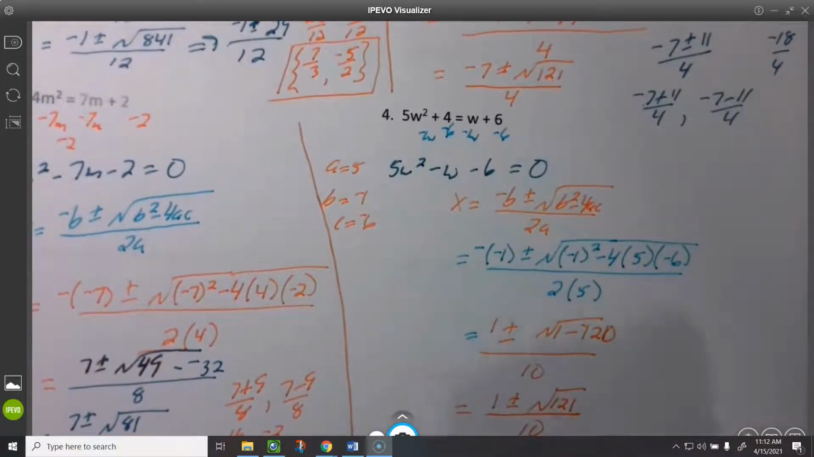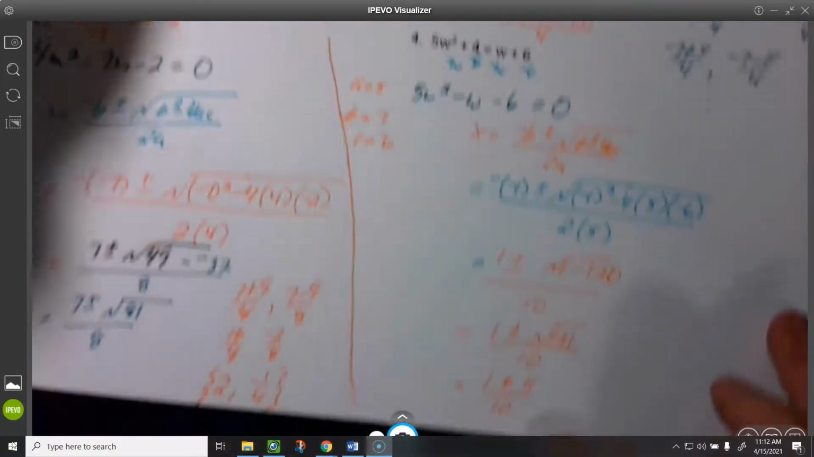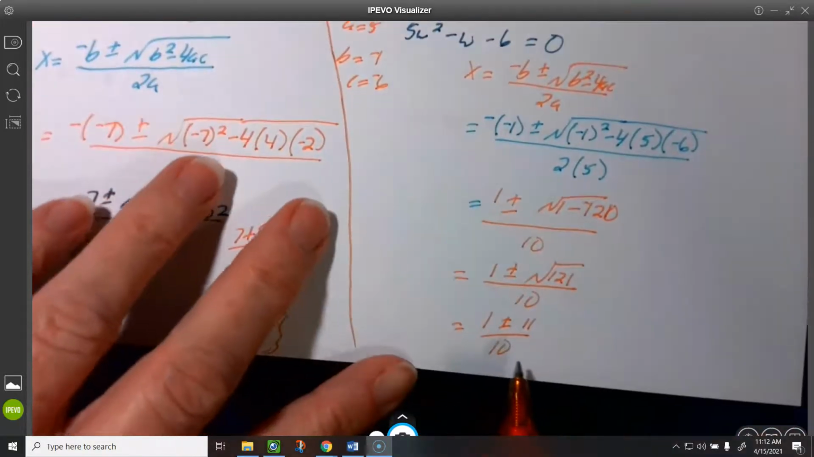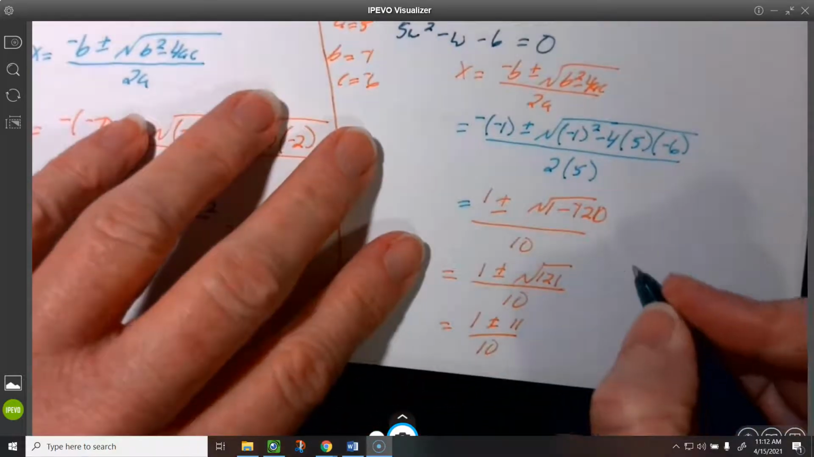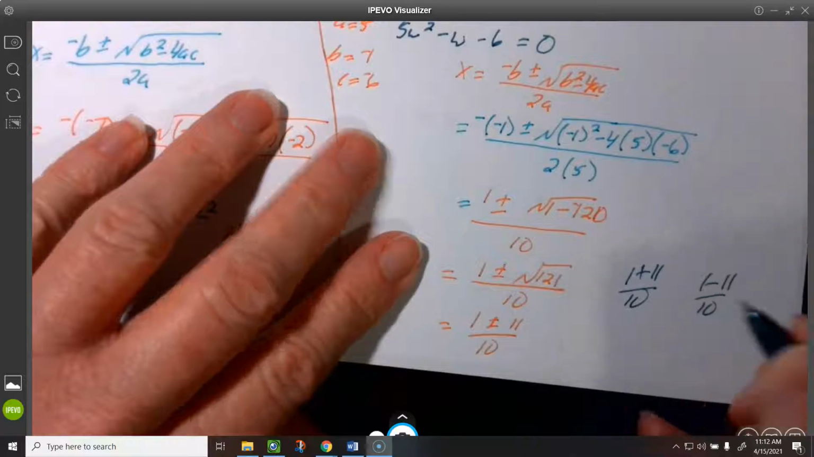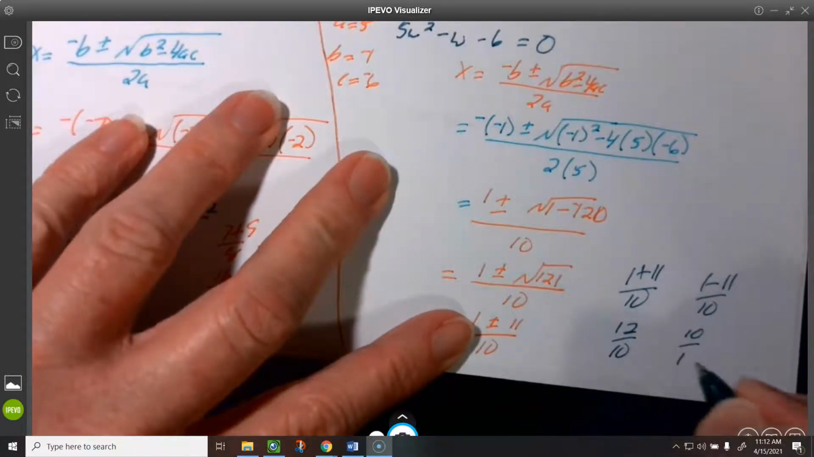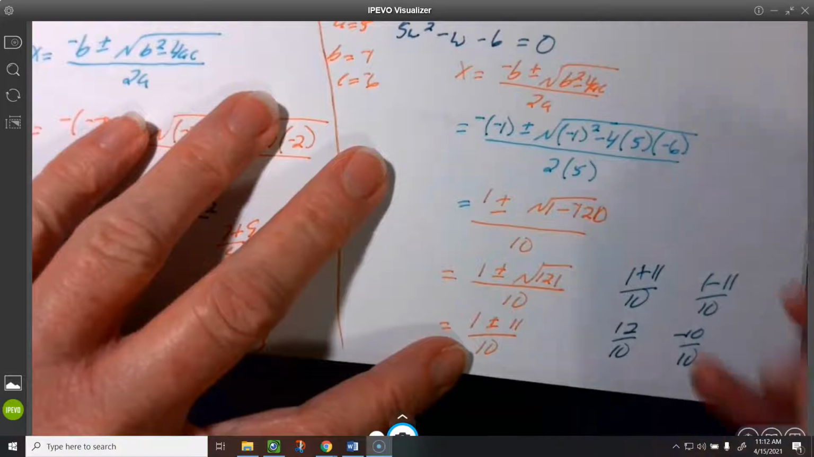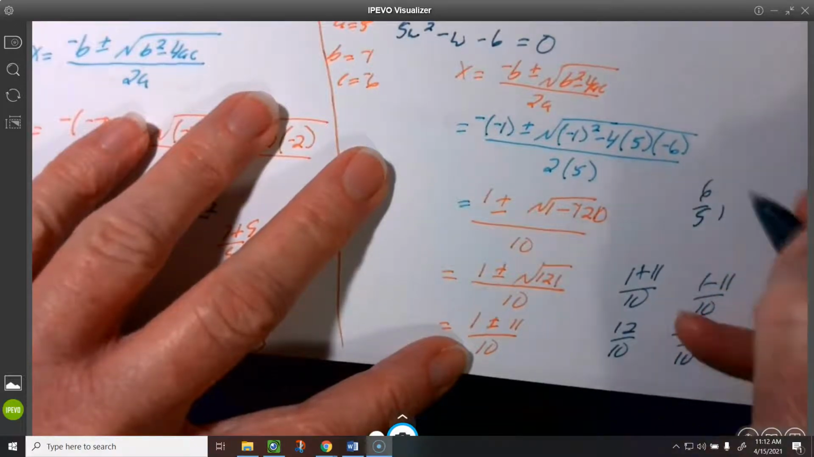Man, all of these came out nice. Don't worry. We'll have some that don't. I'll show you how to do them. Okay, we'll go to the worksheet in just a second. So we have 1 plus or minus 11 all over 10. Break it apart, we get 1 plus 11 over 10, 1 minus 11 over 10. That gives us 12 over 10. This gives us negative 10 over 10. So that gives us 6/5 and negative 1.